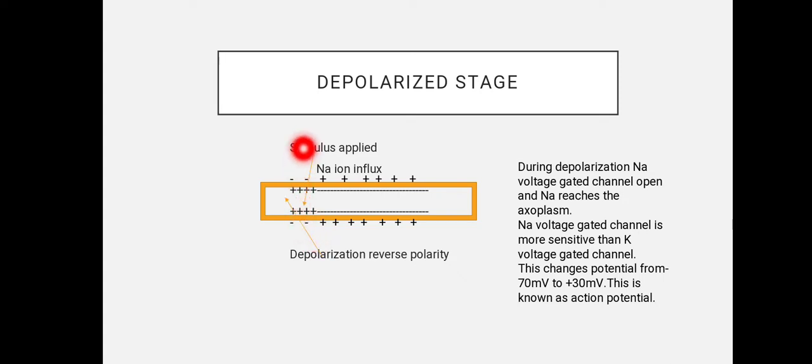What happens is that after the stimulus is applied, the sodium gated channel opens and the polarity inside changes, and this is transmitted along the axon from one point to another. Here it is positive, then the next will be positive, and it will again change to negative, positive, negative, positive, negative. It continues till the axon terminals.